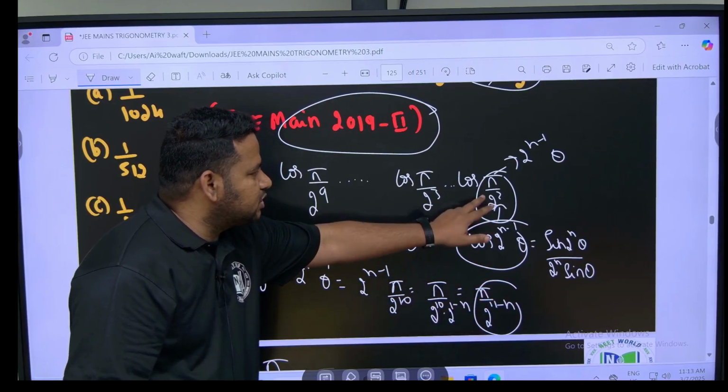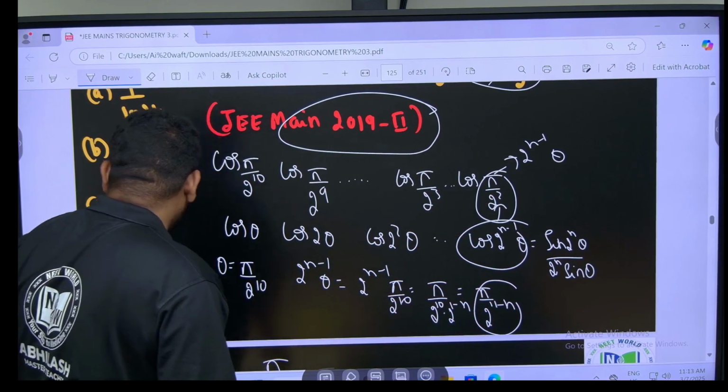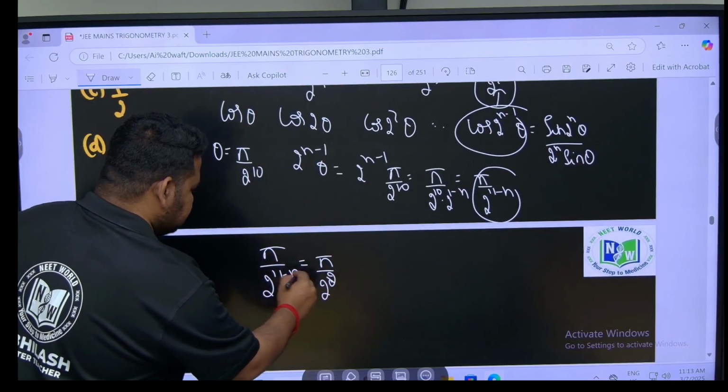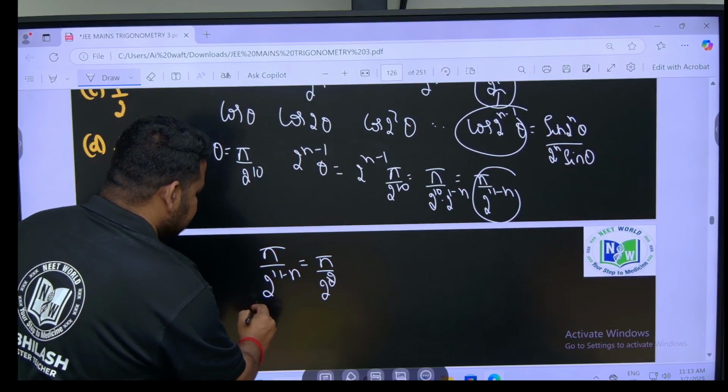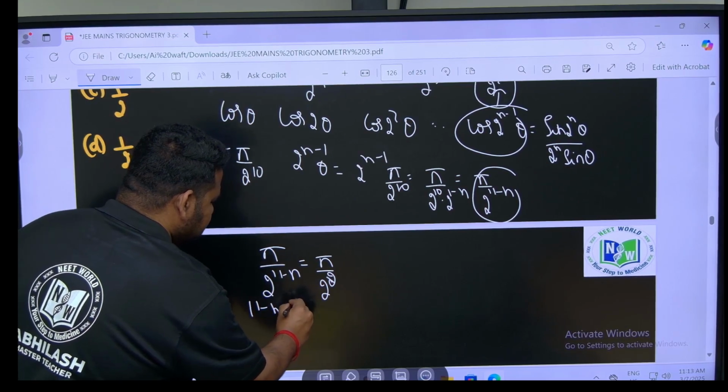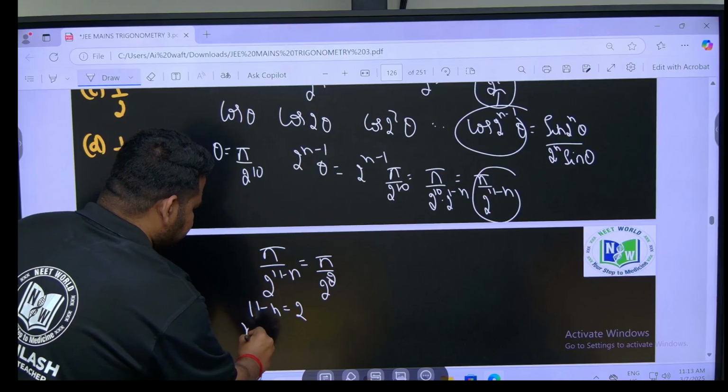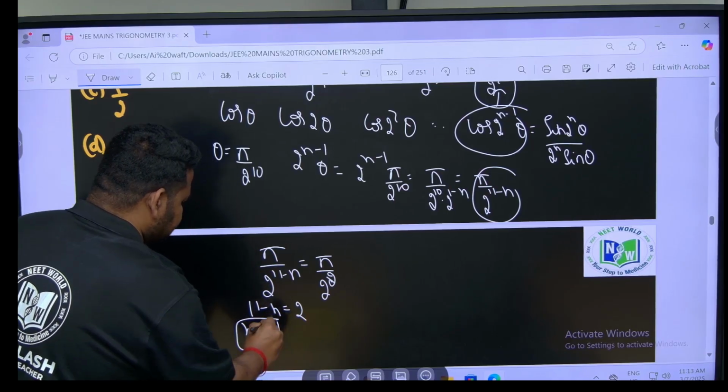So that is equal to what? Pi by 2 square. So by comparing this, by equating this, what we get? 11 minus n is equal to 2. So n will be equal to what, friends? n will be equal to 9.